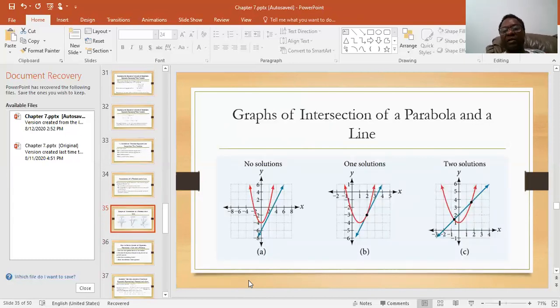So these are the possibilities using a graph. In the first case, there is no solution. The two graphs are not meeting. In the second case, the two graphs meet at exactly one point. We will learn later that this is a tangent, when a line intersects a graph at exactly one point. And the third graph is when there are exactly two solutions. In this case, the line and the parabola intersect at two points.